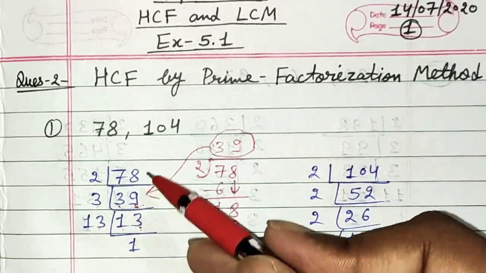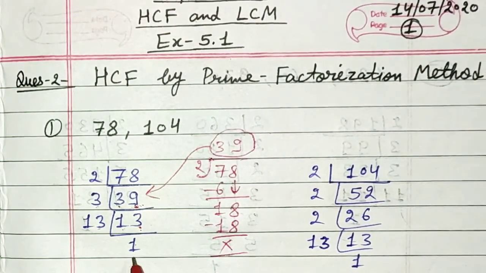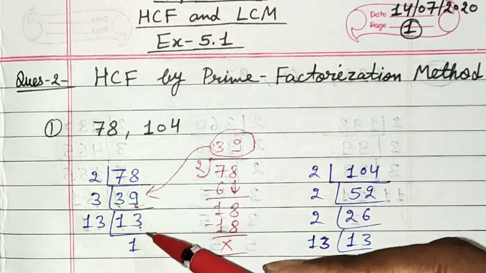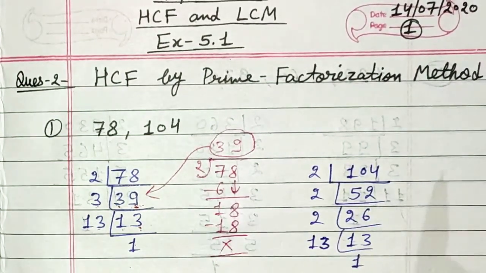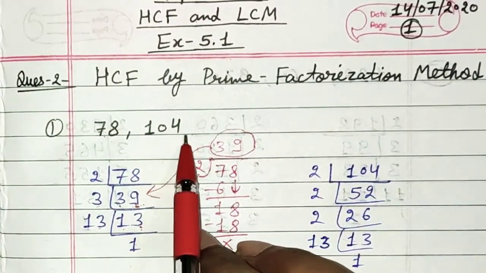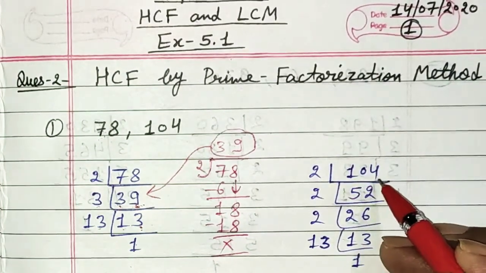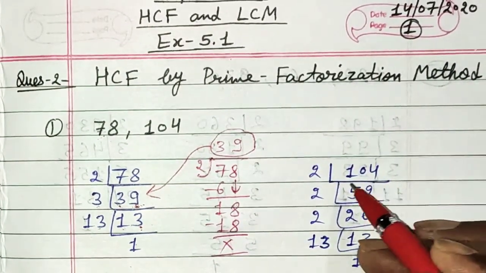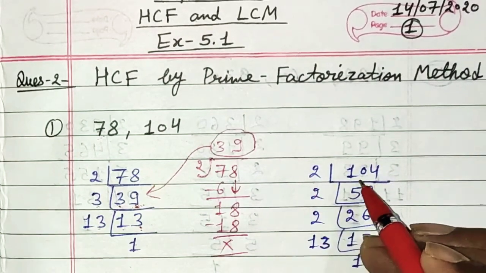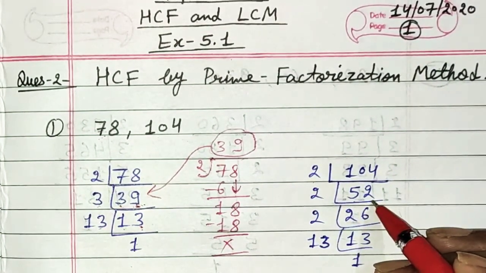You will have to do this process until you get 1. At last you will have to get this 1. Until then you will have to follow the same procedure. Okay, now 78 is done. Now the turn is for 104. The last digit of 104 is even, so it can be divided by 2. When you divide 104 by 2, you get 52 in the quotient.